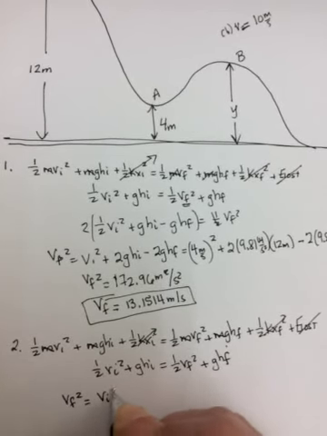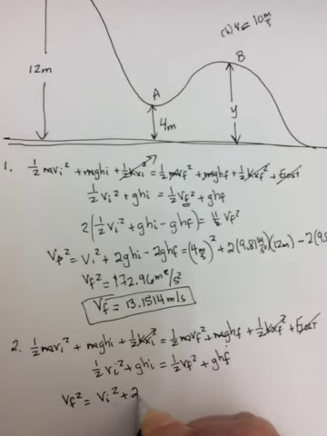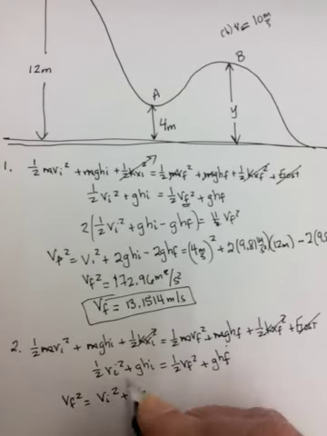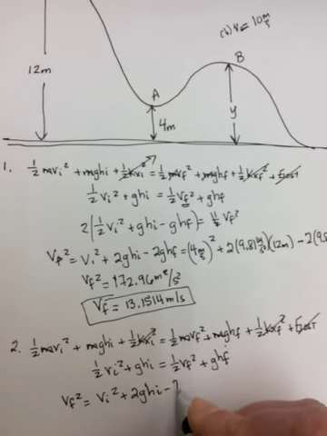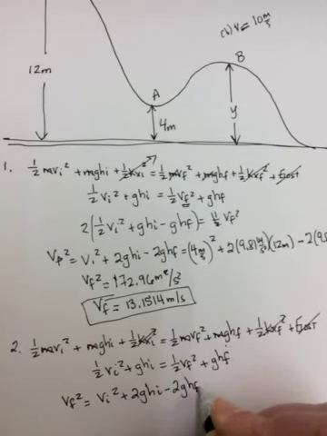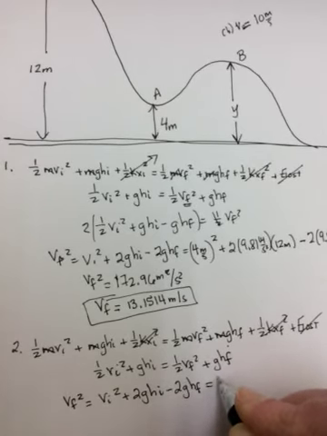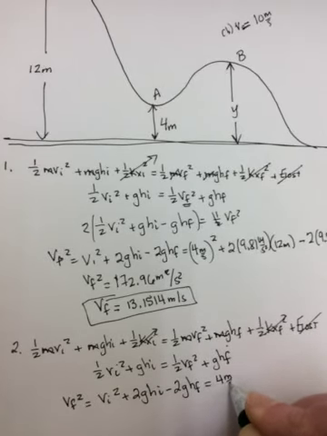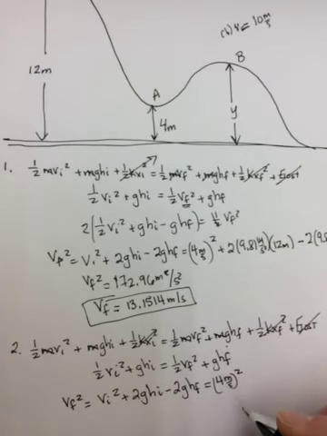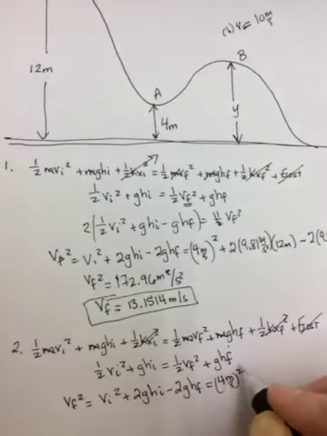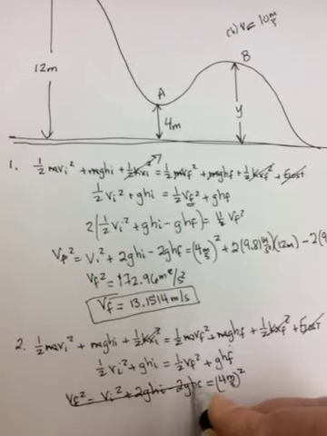We should have v i squared, the halves cancel, plus 2 g h i minus 2 g h f. Fill in your numbers. v i again is 4 meters per second, and it gets squared again. No, I lied. Shoot, I'm looking for h f. Scratch this.